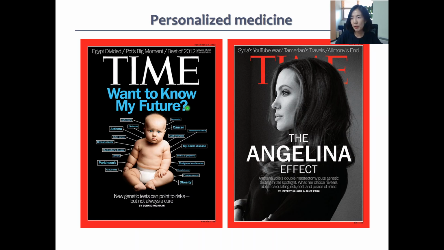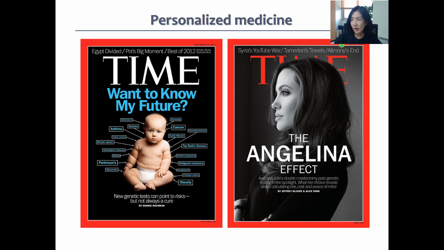So first, I prepared two covers from Time magazine. In the left part, it shows that with the development of genetic engineering technology, we now can predict the susceptibility of certain diseases. So for example, after we do a genetic test, we can predict or know our high risk of cancer or other types of disease such as asthma and diabetes.